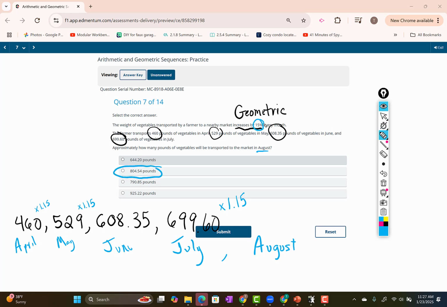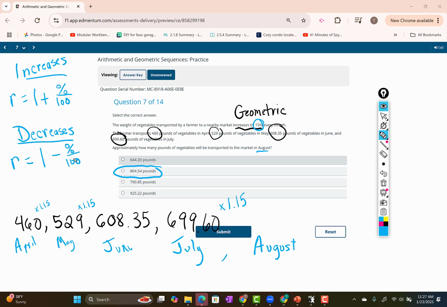Of note, 15% was the increase, and we're multiplying by a common ratio of 1.15. As long as we're increasing, that is how you would get r. The ratio is always just going to be 1 plus the percentage divided by 100. This is the case if it's increasing, which they clearly tell us it is. If we're decreasing by a certain percentage, to get r we're just going to take 1 minus the percentage divided by 100.